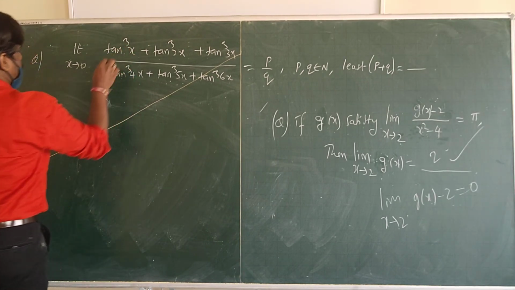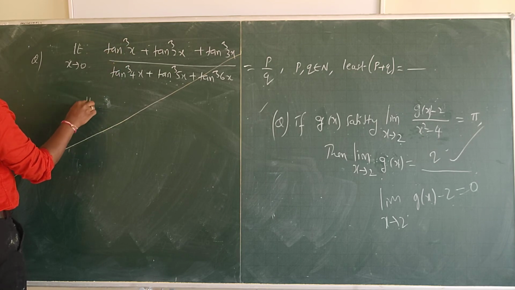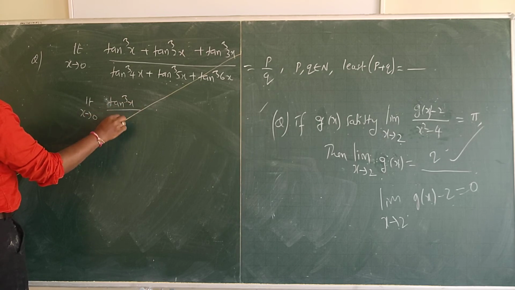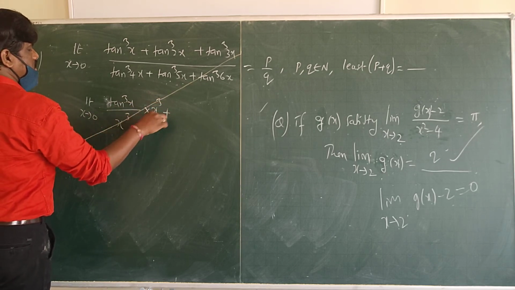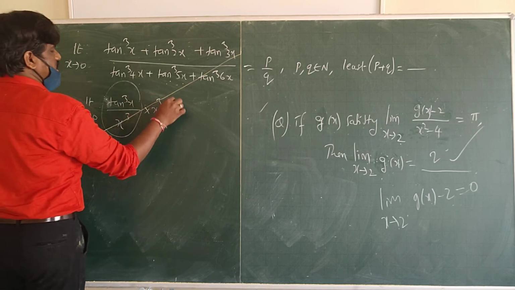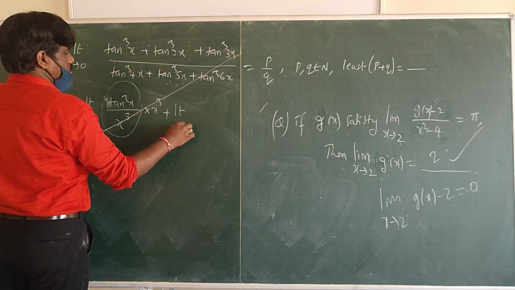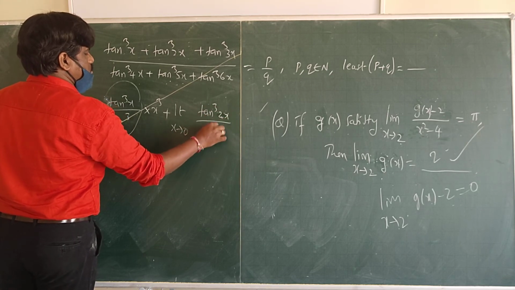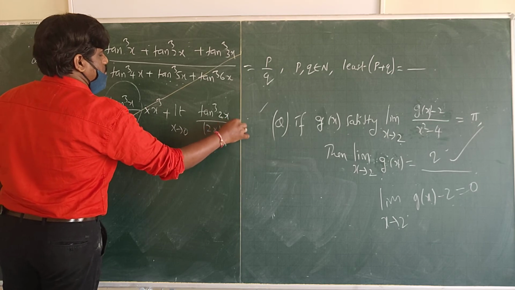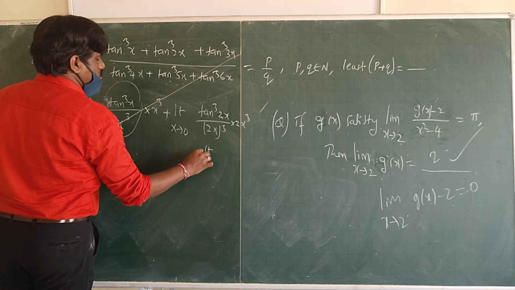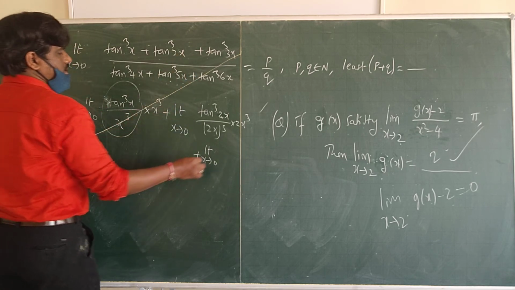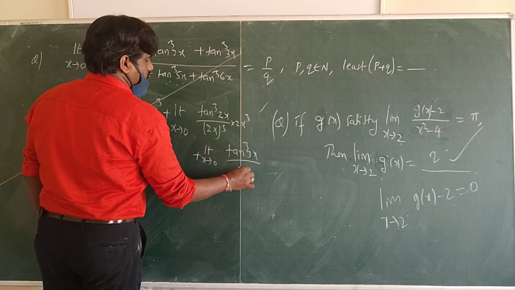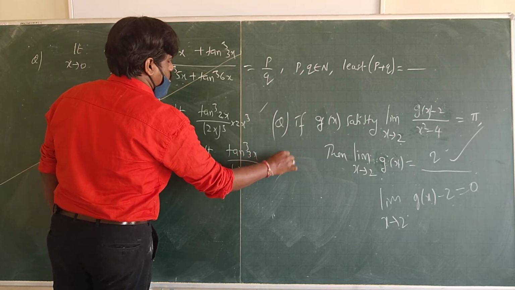So to solve this one, the answer will be directly here. Limit x tends to 0. We can write tan cube x, I can divide by x cube and I can multiply by x cube. Then this will become 1. Likewise, you can separate: limit x tends to 0 of tan cube 2x divided by (2x) whole cube and multiplied by (2x) whole cube, plus limit x tends to 0, for this one I can write tan cube 3x divided by (3x) whole cube into (3x) whole cube.